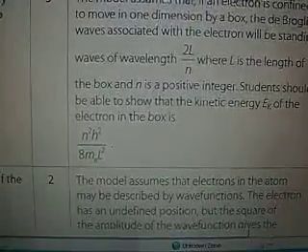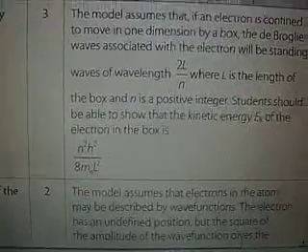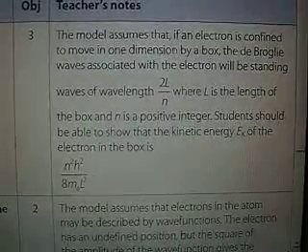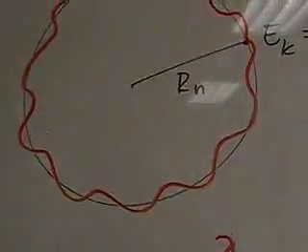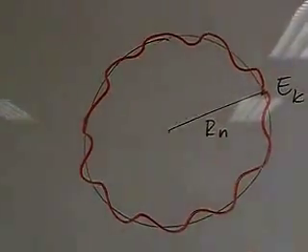The n is the principal quantum number, and I wanted to show you how to get this. It says here that students should be able to show that the kinetic energy is equal to this. So here's how you can show it. It is playing with the equations. Now you might not like playing with equations. I like it, but after a few hours of this, your head starts to hurt a lot.